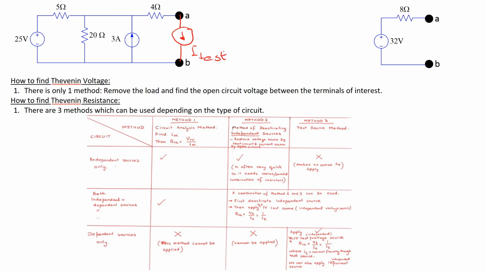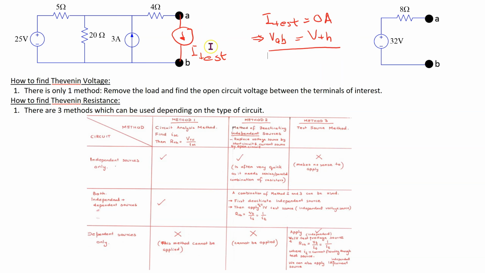When this test current source has a value of 0 amps, so when I test is 0 amps, this corresponds to an open circuit between terminals A and B, and in that case the voltage VAB gives us the Thevenin voltage.